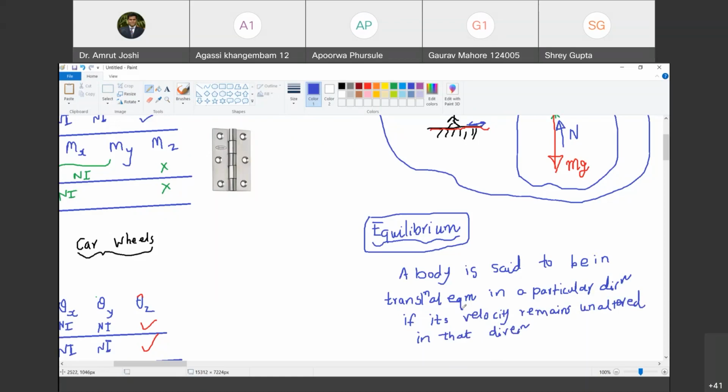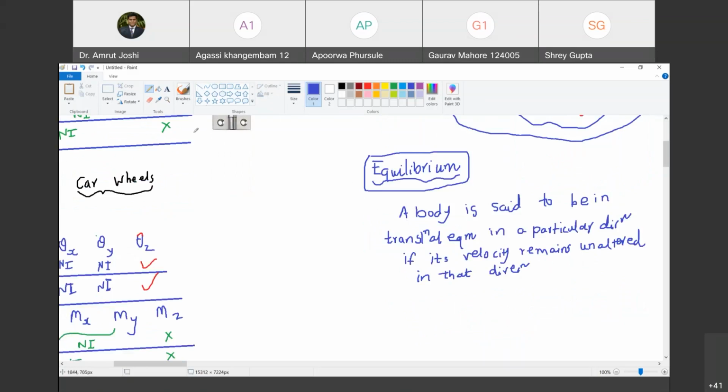When will I call the body in rotational equilibrium? A body is said to be in rotational equilibrium about a particular axis if its angular velocity about that axis remains unaltered. Are you with me? Yes, sir. This is the definition of equilibrium. This is what we accept as the definition of equilibrium.